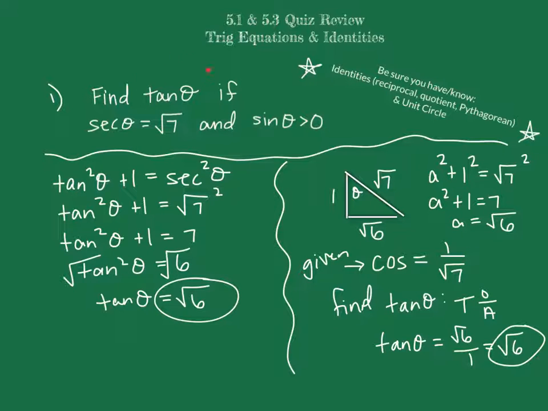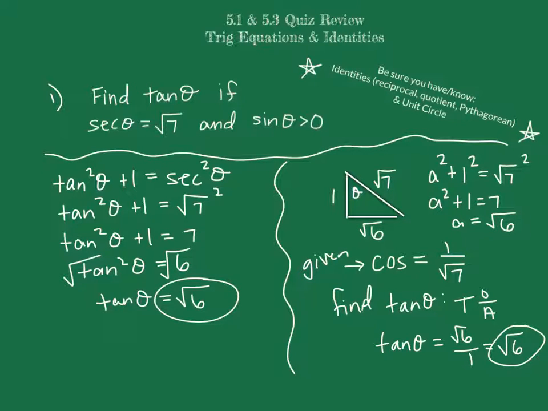Well, tangent is sine divided by cosine, right? So we know that the sine's positive. We also know that the cosine is positive. Secant is the reciprocal of cosine, and if secant's positive, so is cosine. So sine's positive, cosine's positive, therefore the tangent is positive.